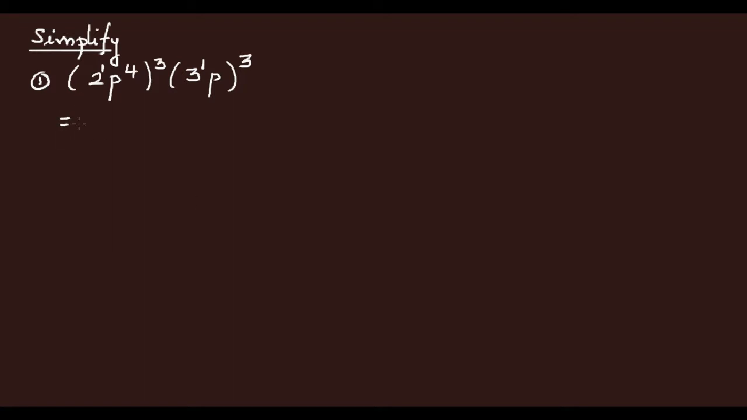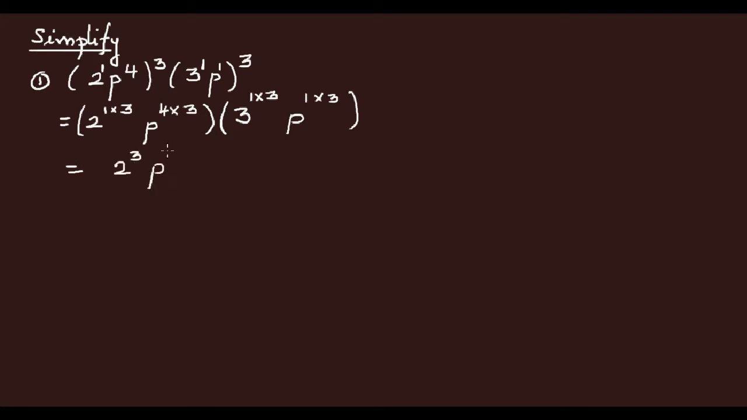So the first step would be like this: 2 to the power 1 times 3, and p raised to, let me put this in the bracket, 4 times 3. That's how I open the first bracket. The second bracket simplifies the same way, applying the same rule. So 3 raised to 1 times 3, and p has a power of 1 here, so again 1 times 3. If you go through the simple steps, it's easier. So this becomes 2 raised to 3 times p raised to 12, times 3 raised to 3 p raised to 3.